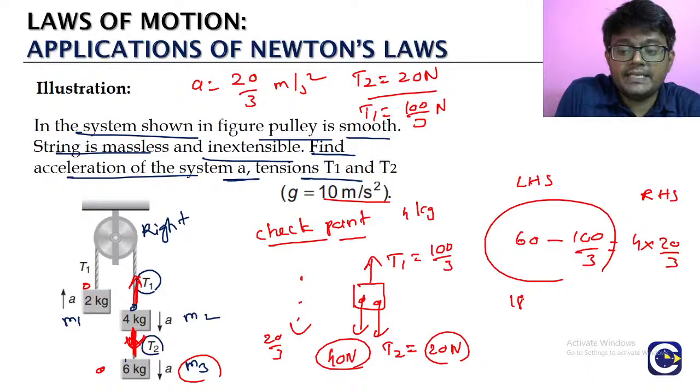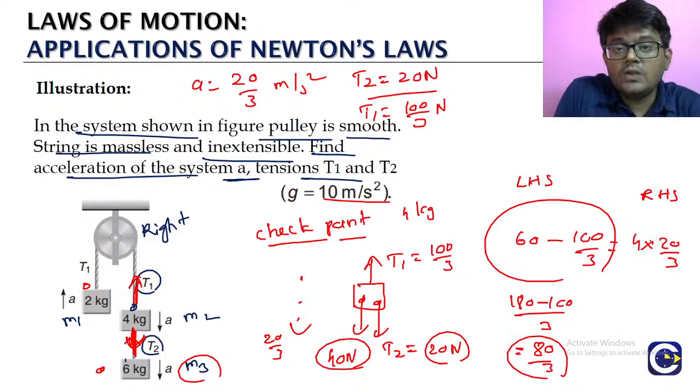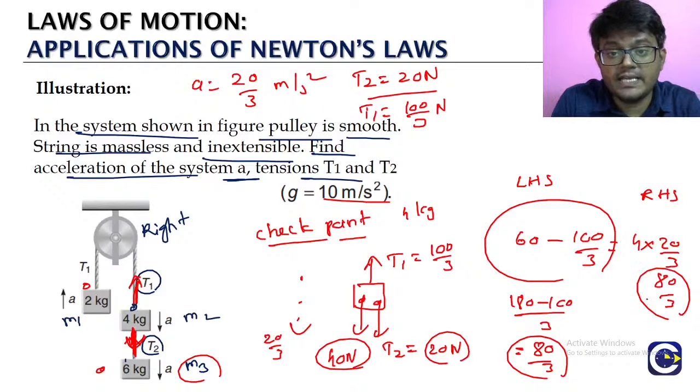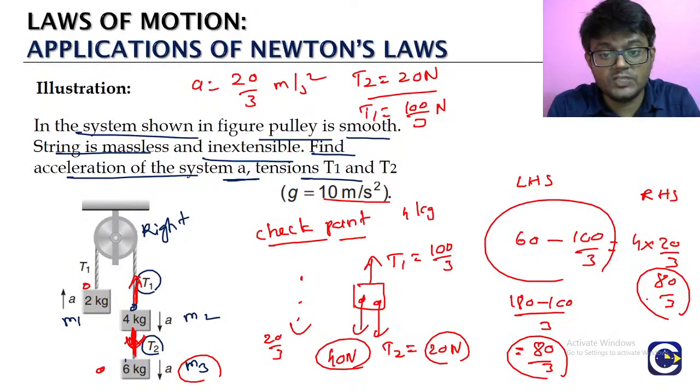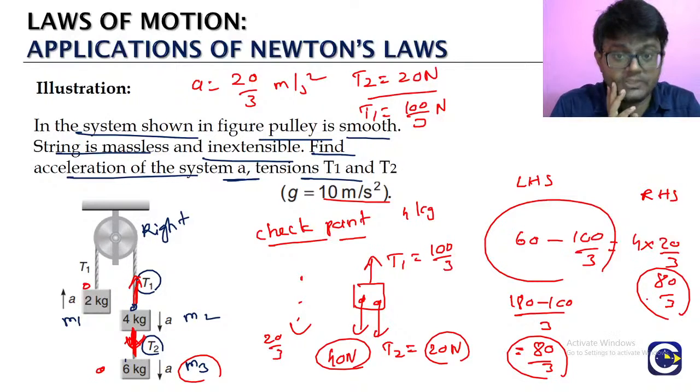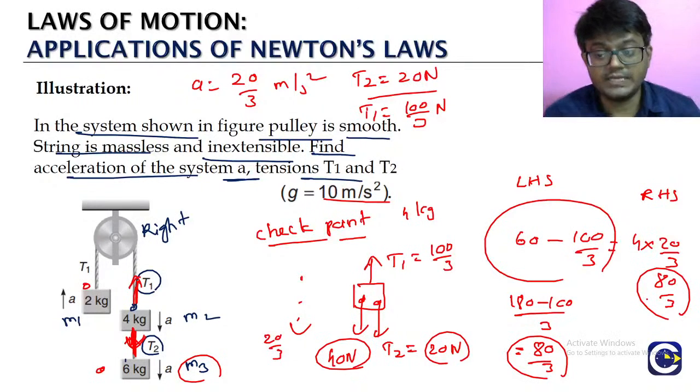Look at the left hand side: 60 is 180 by 3, so 180 by 3 minus 100 by 3. That is equal to 80 by 3. That is the LHS. Look at the RHS: 4 into 20 by 3, and that is also 80 by 3. So we are seeing that the LHS equals the RHS, which means the values that we have got are in fact correct. Like that, we can also check whether the values we are getting are correct by looking at the motion of the 4 kg.